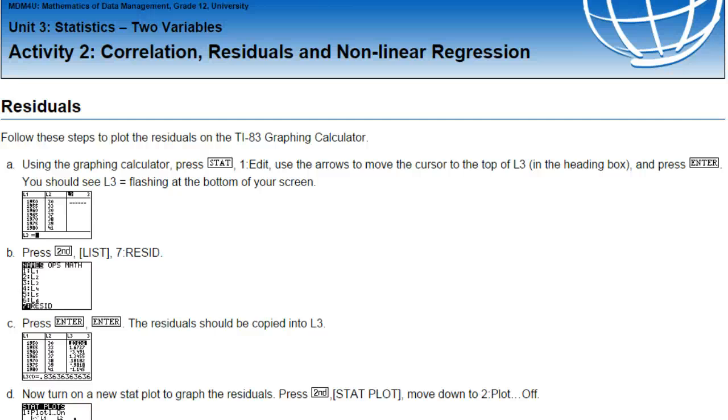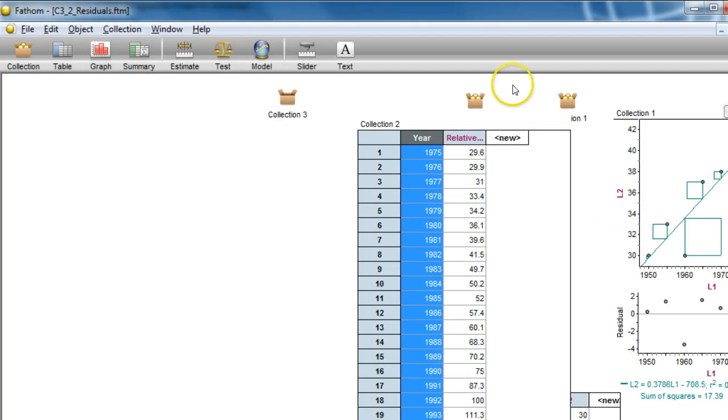So we're going to be looking at residuals. This is investigation number 2. This is the investigation in front of you. Ideally, we should be using a TI-83 graphing calculator, but since most of us don't have one, we're going to be using Tinkerplots instead. Or, sorry, in this case, we're going to be using Fathom.